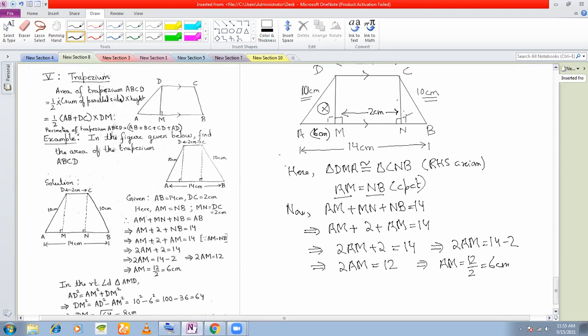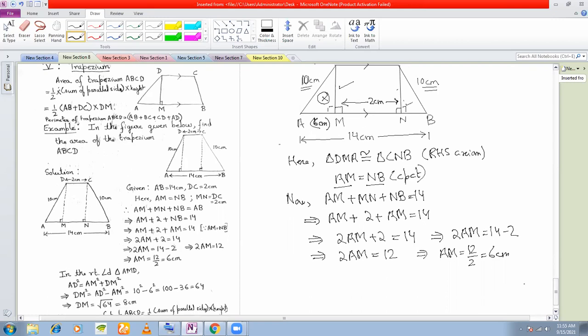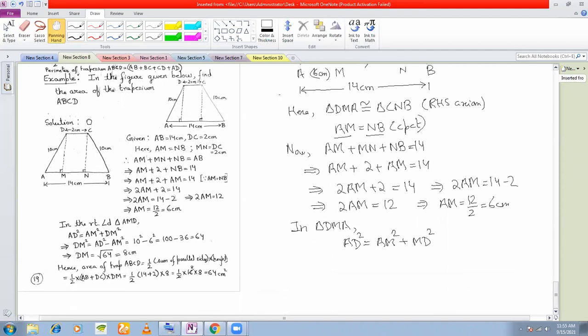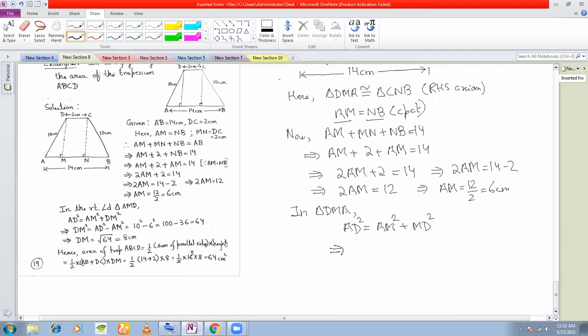You know the length of the hypotenuse, you know the base of the triangle. Therefore, you can calculate the perpendicular DM. So you write in triangle DMA, hypotenuse square which is, if you see in the figure, it is AD. AD square is equal to AM square plus MD square. Put the values. AD is 10, AM is 6, and MD or DM you need to find out.